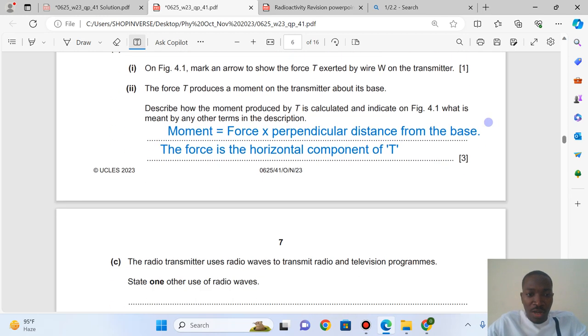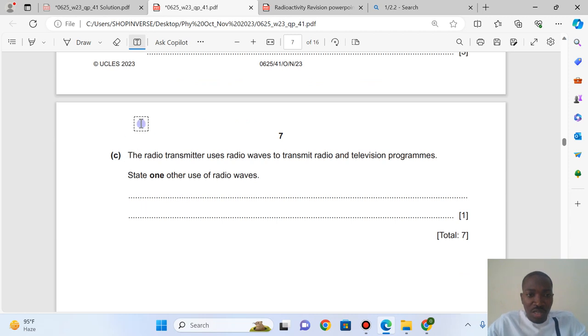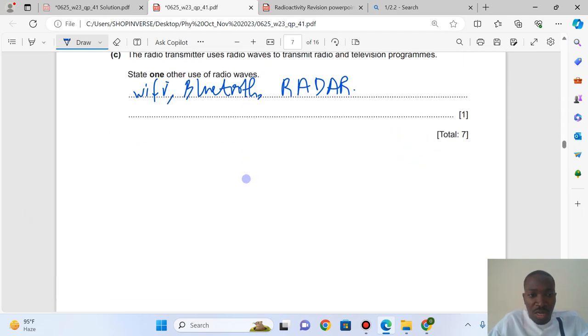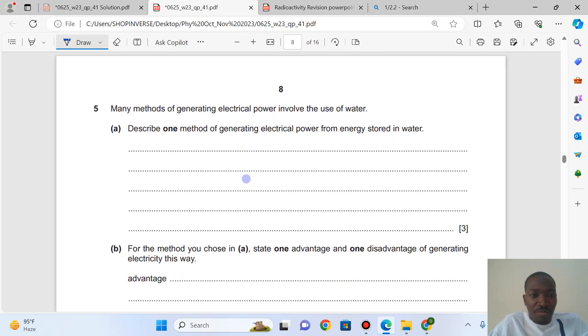That's it. All right, the last part of the question says, the radio transmitter uses radio waves to transmit radio and television programs. State one other use of radio waves. Radio waves are used in Wi-Fi, we use them in Bluetooth, and also in radio detection and ranging. Those are the uses of radio waves.